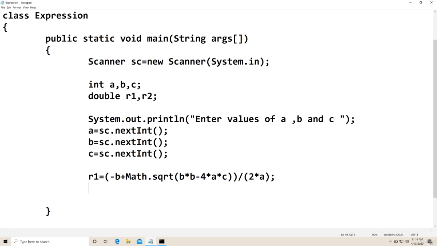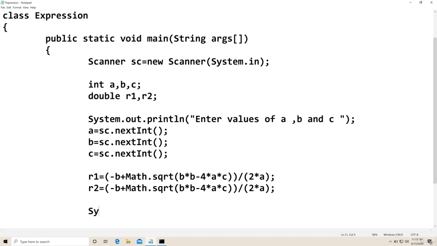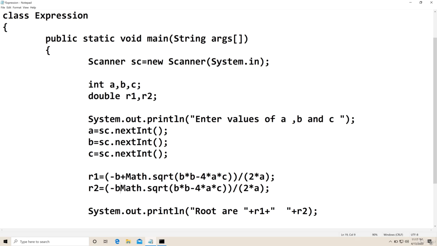Then the second root assign. I have to do the same thing, so I will copy it and paste it here. Then I should display the roots. Roots are r1, then give some space. For space, use concatenation and give a space. I get two spaces. Then next is r2. Oh, one more thing. I did not make a change here, this should be minus, right? Minus b, minus the square root.